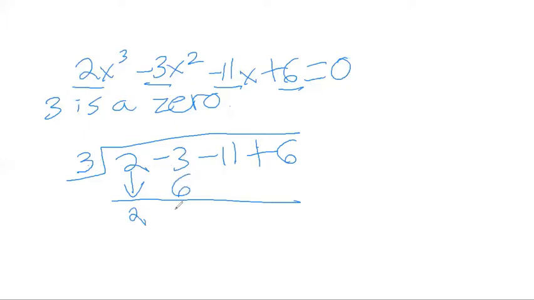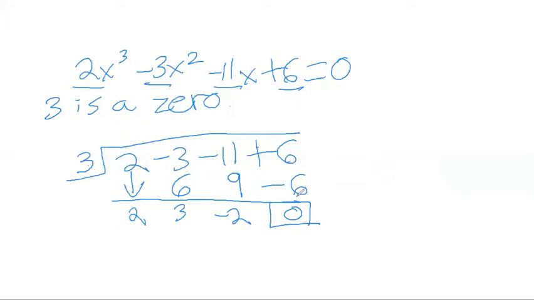So now I bring down the 2. I do 3 times 2 is 6. This goes here. Negative 3 plus 6 is 3. And I do 3 times 3 is 9. Negative 11 plus 9 is negative 2. 3 times negative 2 is negative 6. 6 minus 6 is 0. Aha! I have a remainder of 0.